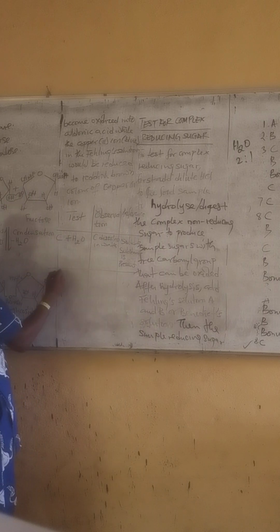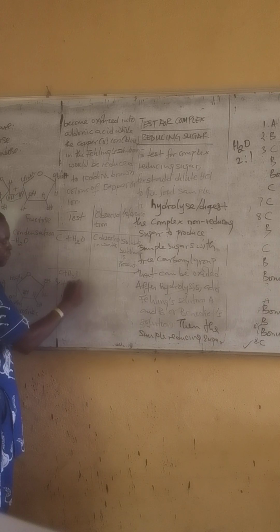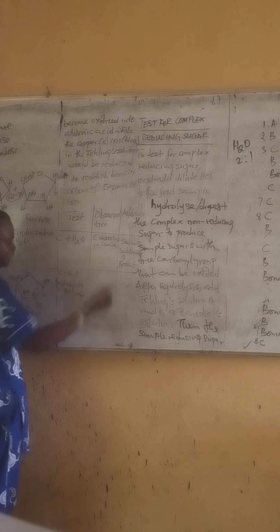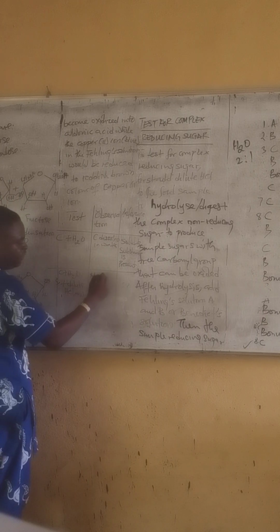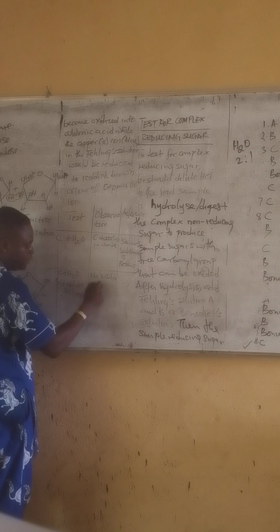Now, then you cannot say C plus H2O, the full sample is in the test tube. Now they say plus dilute HCl, aqueous. No visible reaction, you will not see anything. No visible reaction. But normally, a reaction has taken place. Hydrolysis has taken place, and the complex sugar has been hydrolyzed into its components, simple sugars. So that is that.